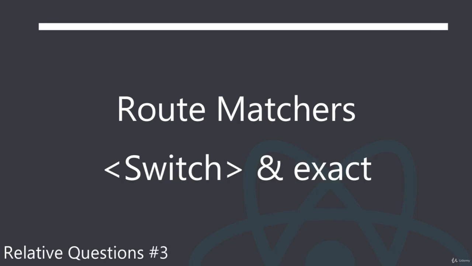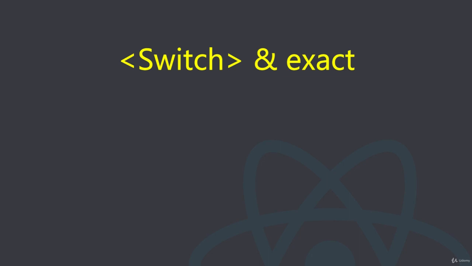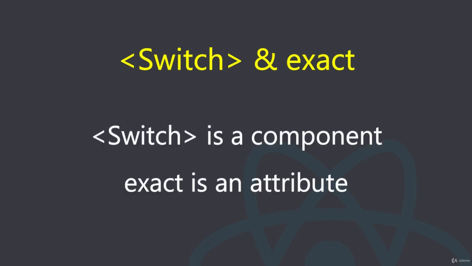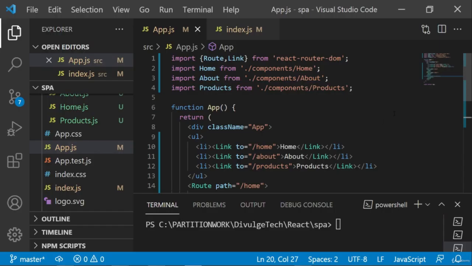Now we are going to go through the route matchers concept, that is switch and exact. Switch is a component and exact is an attribute. So let's begin with this. We already have this code now, which we have seen in the previous section.